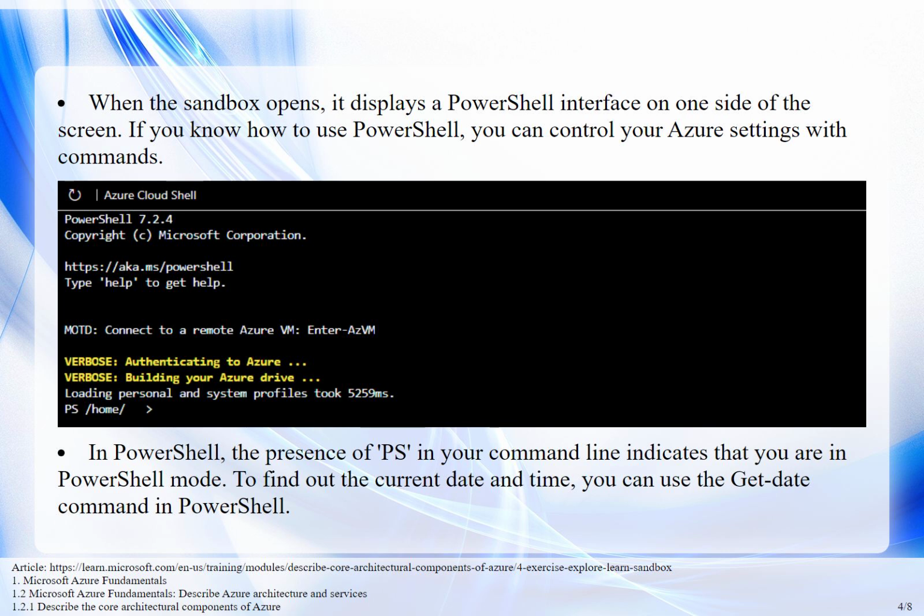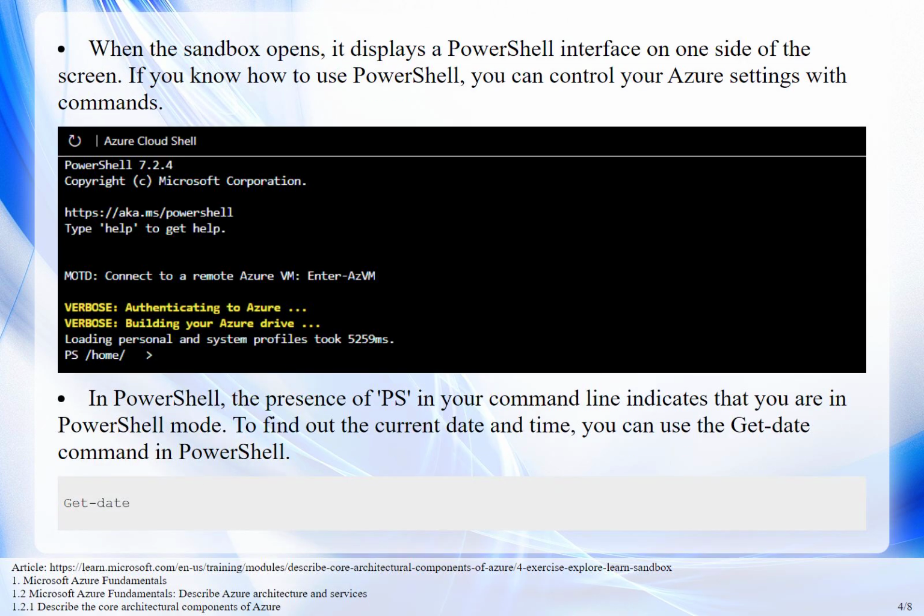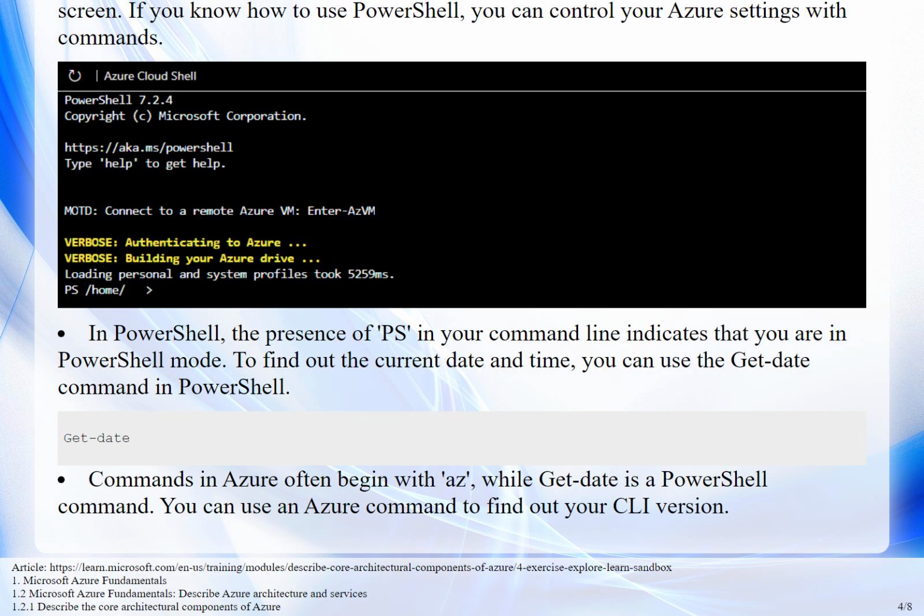In PowerShell, the presence of PS in your command line indicates that you are in PowerShell mode. To find out the current date and time, you can use the Get-Date command in PowerShell. Commands in Azure often begin with az, while Get-Date is a PowerShell command. You can use an Azure command to find out your CLI version.